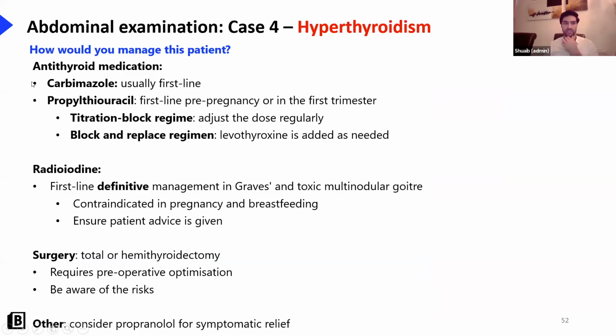What typically happens is you give them medications. If the medications work, that's great. If they don't, then you usually progress to radioiodine, and you can also progress to surgery. And there are two different regimes, titration or block and replace. We did quite an extensive lecture on hyperthyroidism, so you can go check that out, or I can answer it in the Q&A if you're interested.